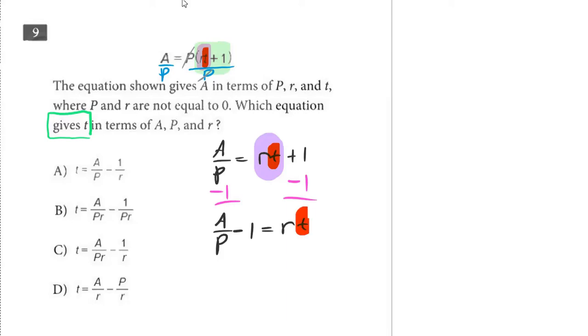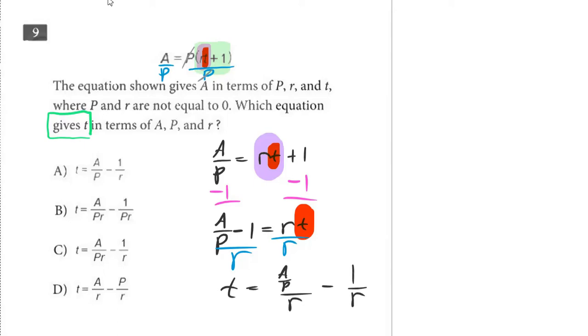So what's happening to T? It's being multiplied by R. What's the opposite of that? To divide by R. So we're dividing everything by R. So right now we've got T is equal to A over P over R minus 1 over R.